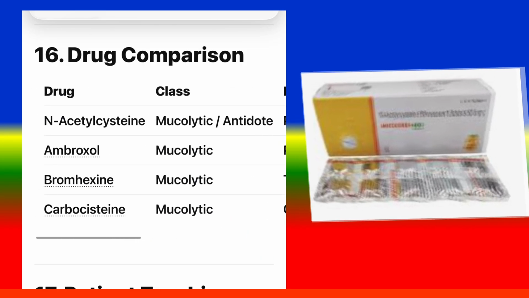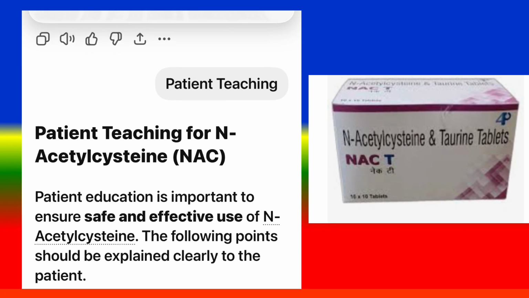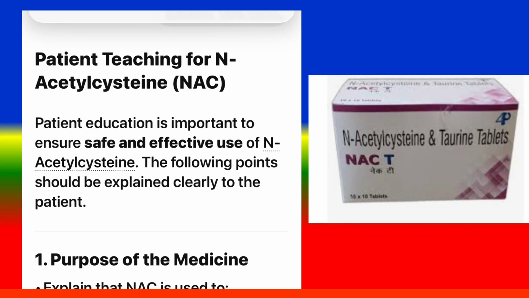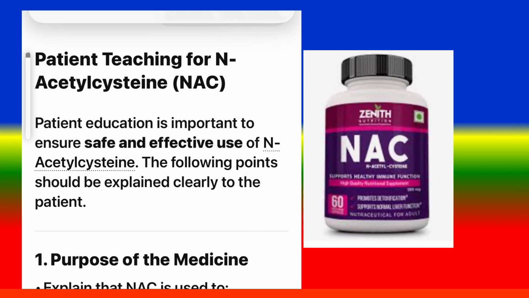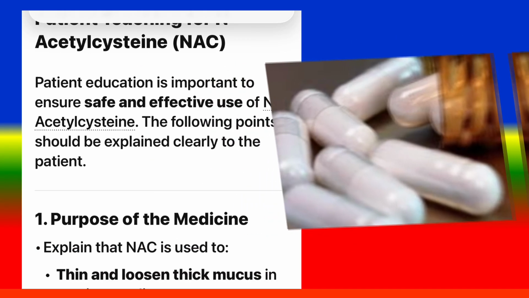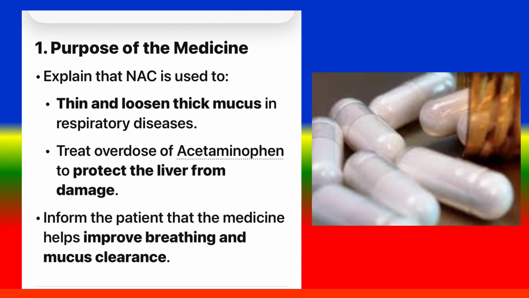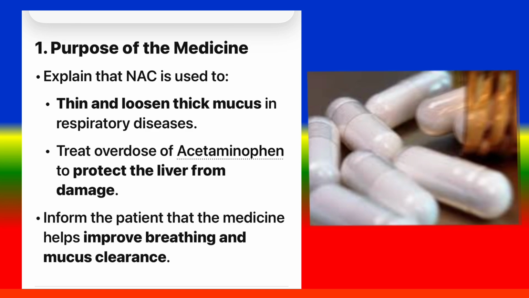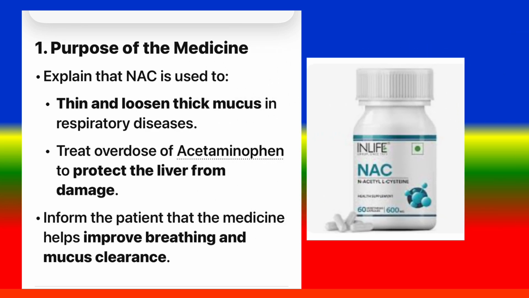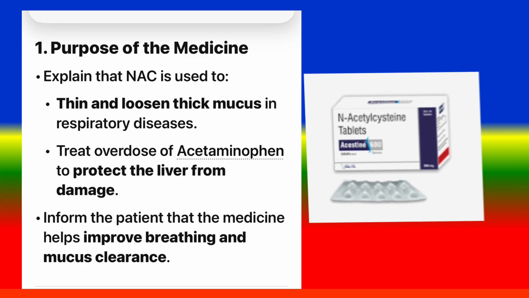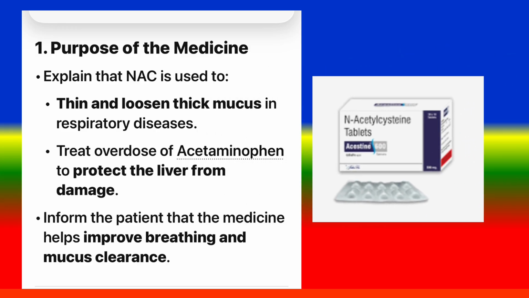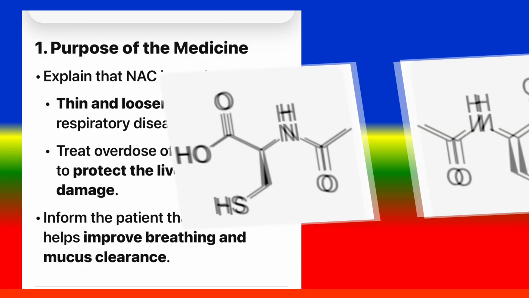Number 17, patient teaching. Patient education is important to ensure safe and effective use of N-Acetylcysteine. The following points should be explained clearly to the patient. 1. Purpose of the medicine. Explain that NAC is used to thin and loosen thick mucus in respiratory diseases, and to treat overdose of acetaminophen to protect the liver from damage. Inform the patient that the medicine helps improve breathing and mucus clearance.